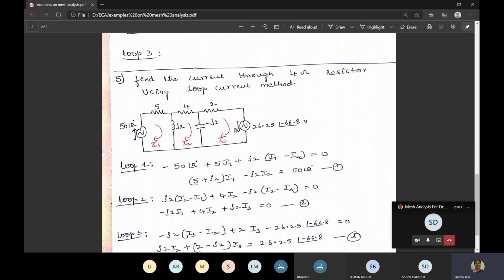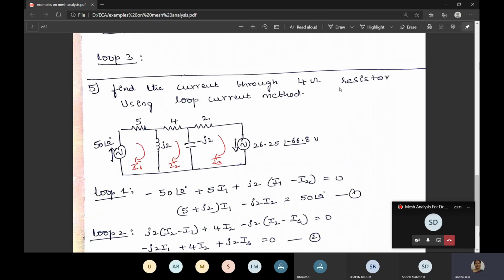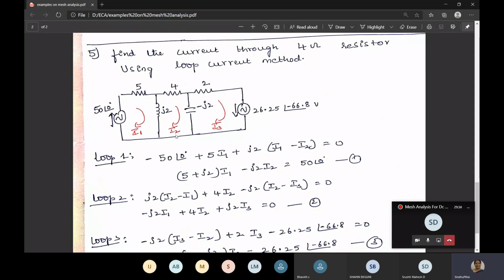Next, this is for AC source. These all were for DC source. The last example is: find the current through the 4 ohm resistor using the loop current method. They can give it as loop current method or mesh analysis, both mean the same. You have to find the current through the 4 ohm resistor. The 4 ohm resistor is in the second loop, that is I2. So there are 3 loops. Assume the currents I1, I2, I3.